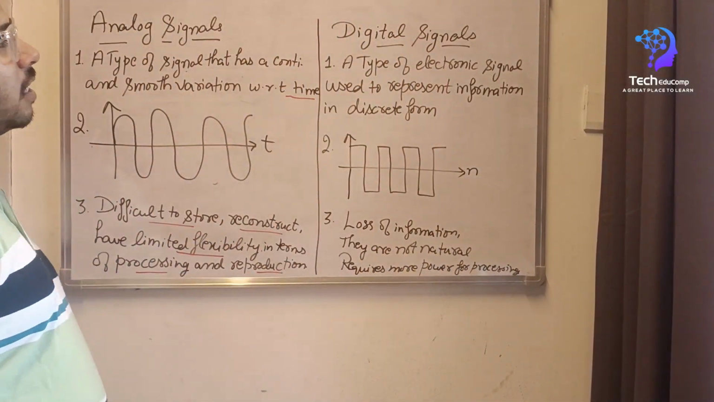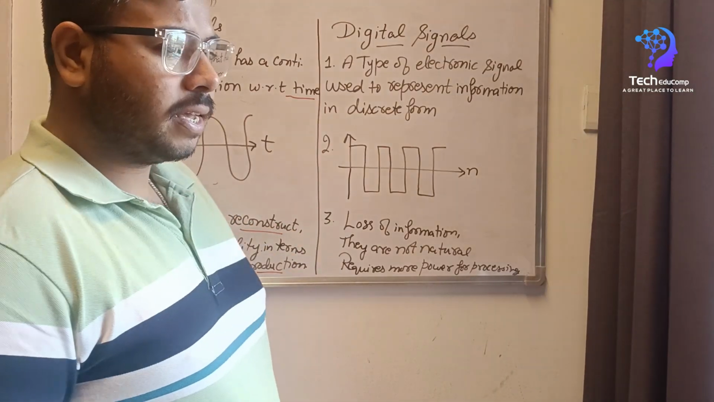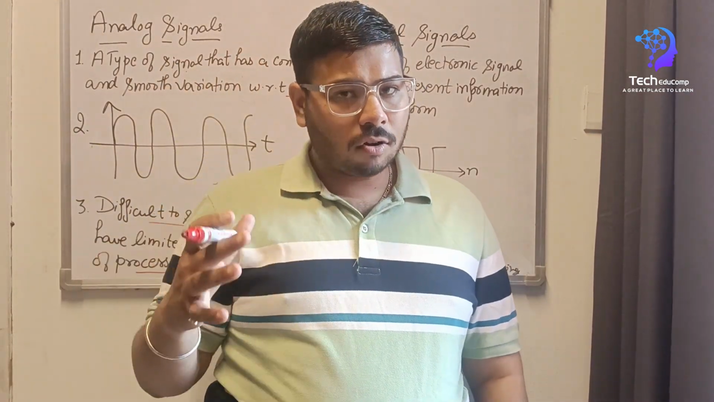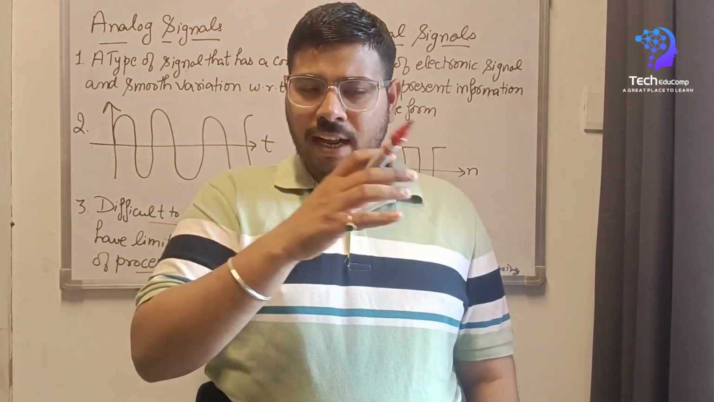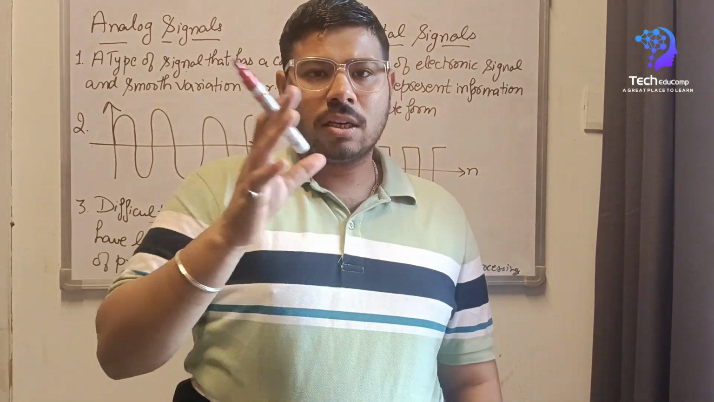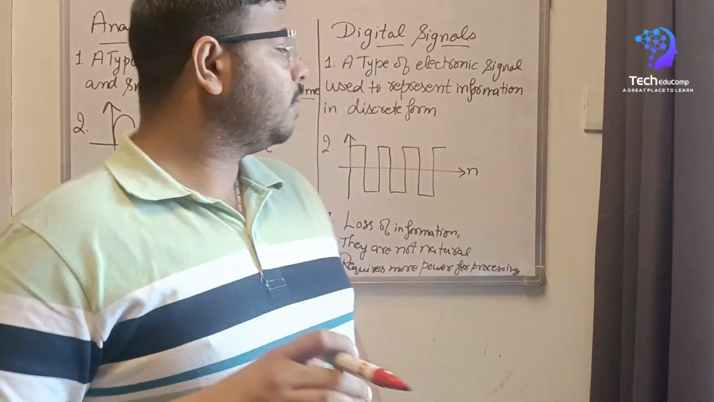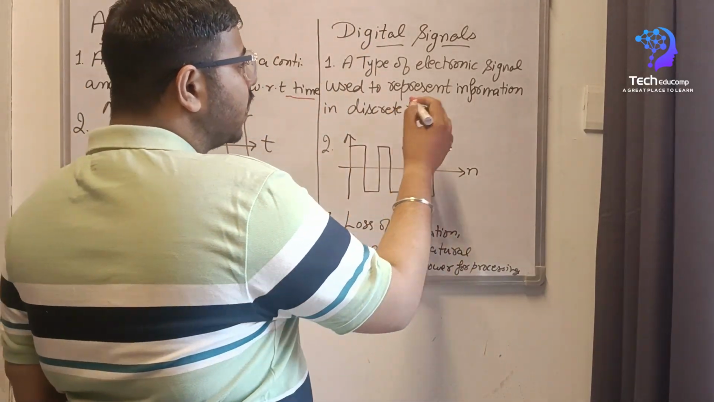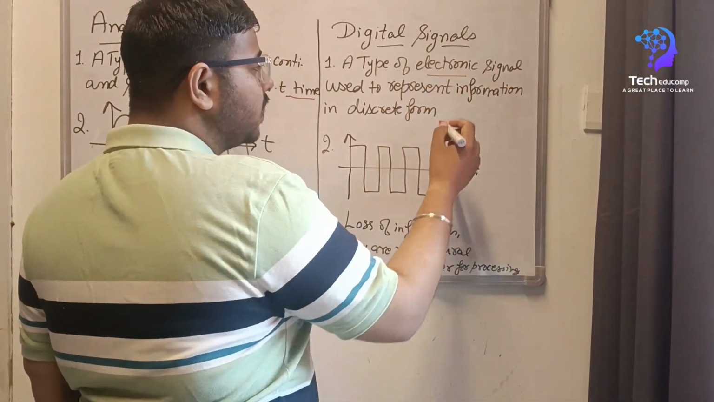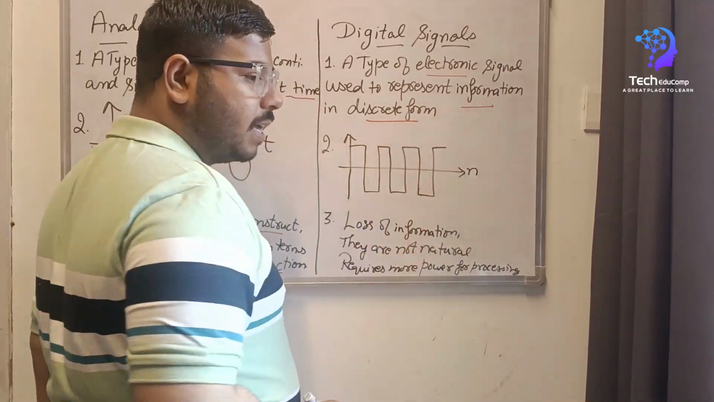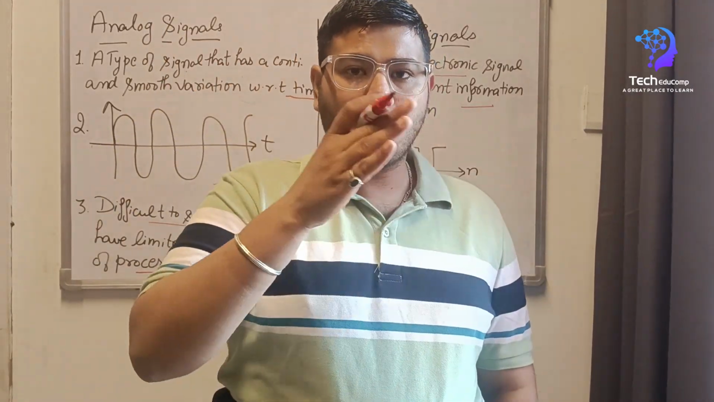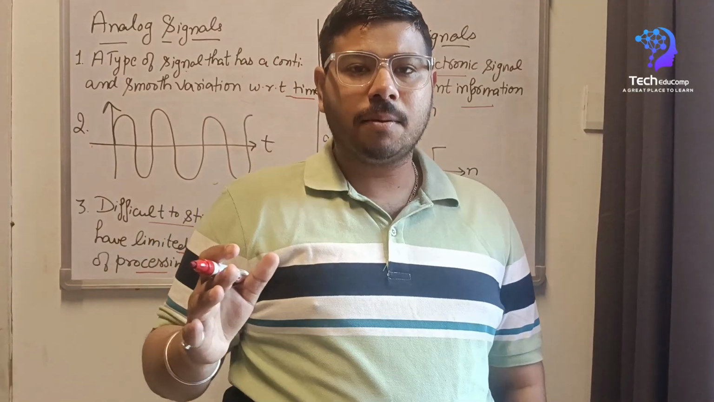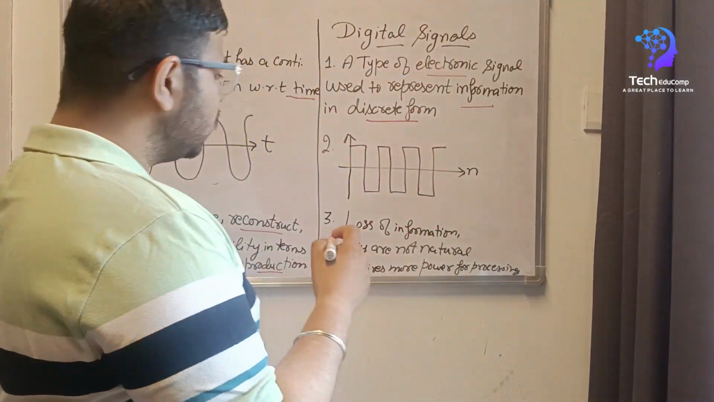Now we have digital signals. If we compare them with analog signals, analog signals are continuous. We can have any number of values between, suppose, 0 and 1. But digital signals are electronic signals that represent information in discrete form. They have only discrete numbers like 0, 1, 2, nothing in between. So this is how we represent a digital signal.